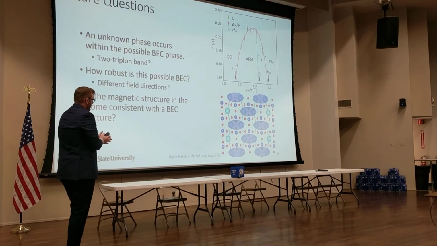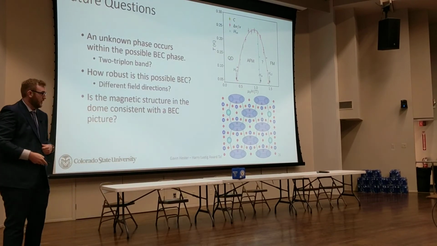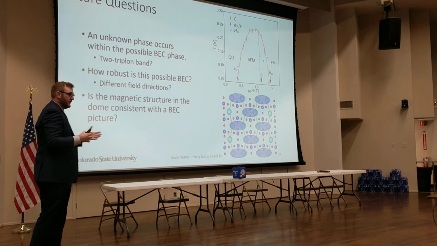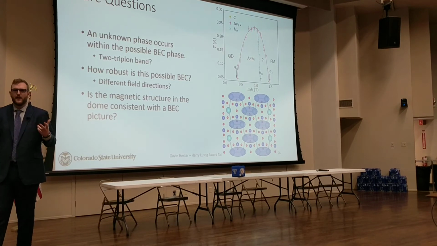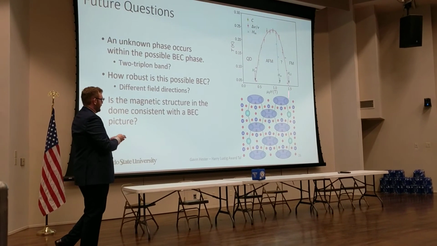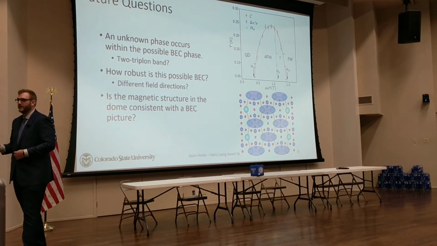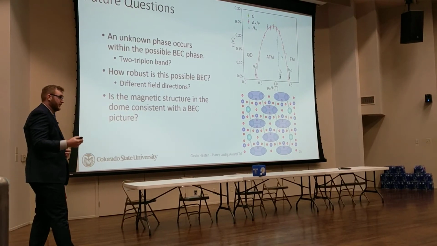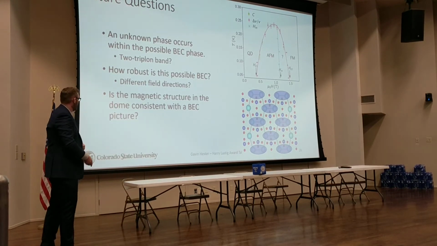So some future questions that we still have for ytterbium silicate that you might have already formulated sitting here listening to me talk. One is that we have this unknown phase occurring. Is it from the 2 triplon band, or is some of the inherent anisotropy we would expect from a rare earth magnet actually coming into play and affecting our phase diagram? How robust is this possible Bose-Einstein condensate? Are we able to induce it by applying a magnetic field along a different direction? Can we, in theory, apply a magnetic field along any direction is really the question.